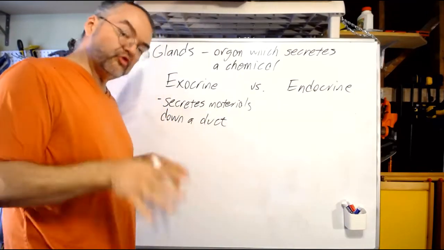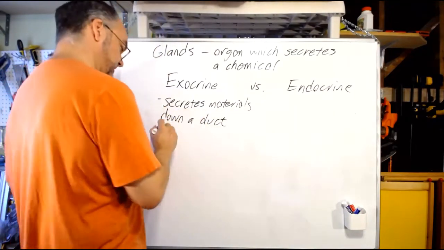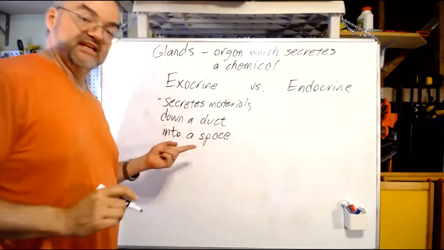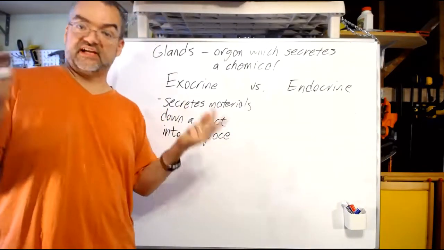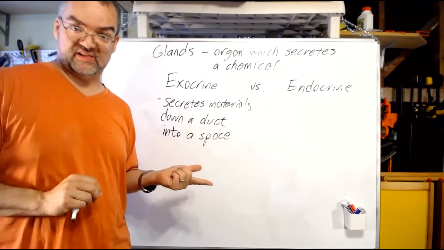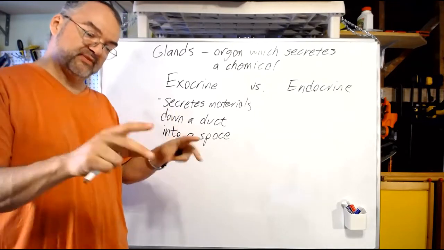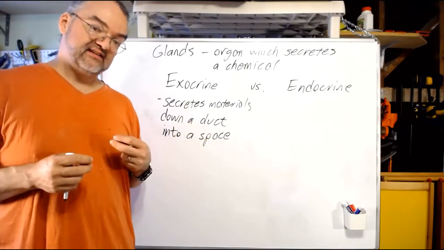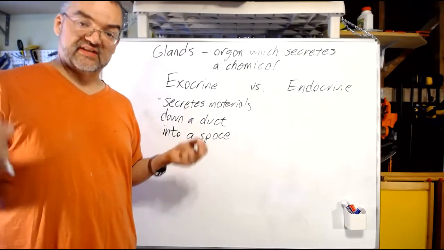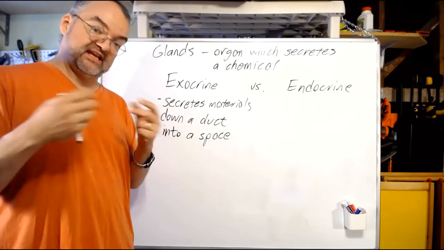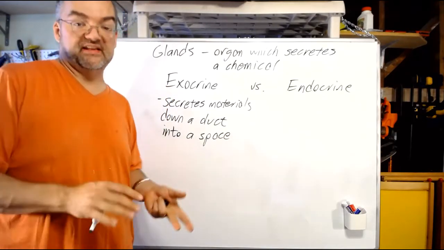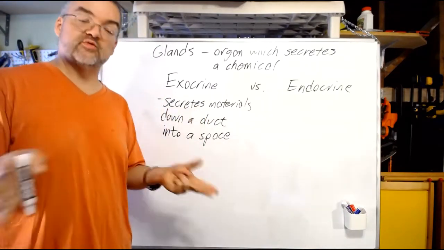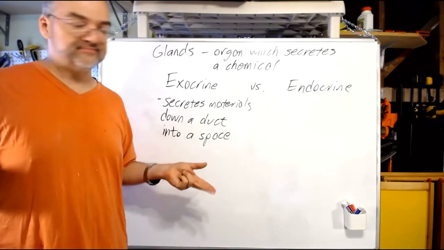Some kind of tube, some sort of channel into a space. Now that could be onto the skin, so the space is outside, so something like a sweat gland or a sebaceous gland secretes materials down a tube into the outside of the body space, in those cases. Or it could be inside. So, for example, some digestive glands secrete materials down a tube into the digestive tract, another space inside the body. But exocrine glands always have tubes, and they secrete into an area, some sort of open area.